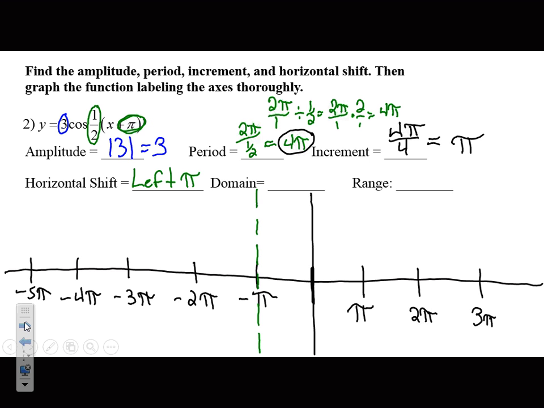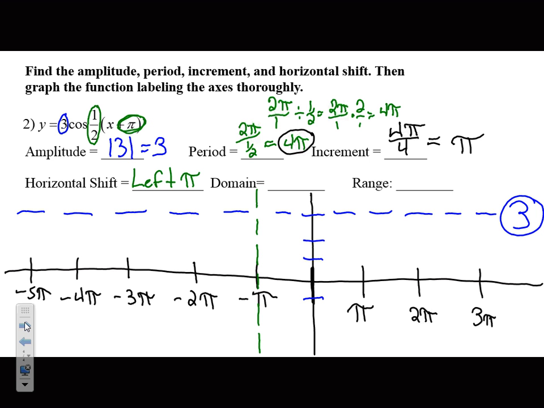Once that is all in place, I can set up my amplitude. My amplitude is 3. So I'm going to go up 3. And I'm going to go down 3. Make sure you label it. I need to see your labels.